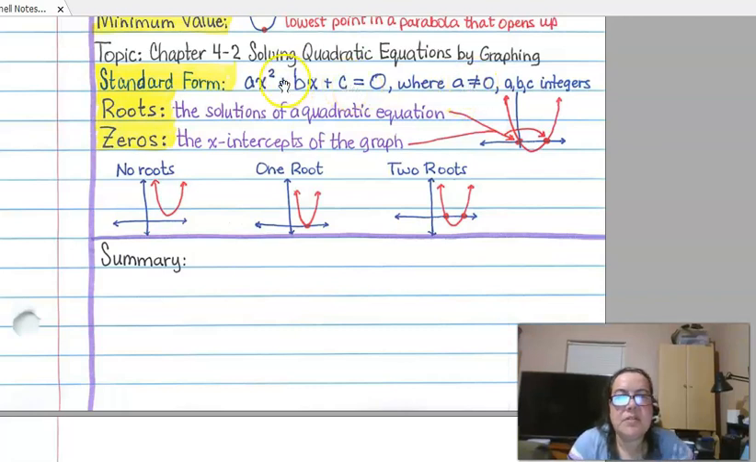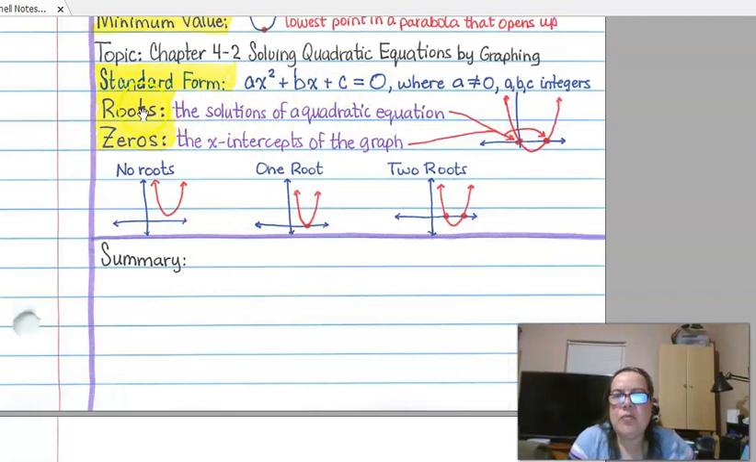So a is not equal to 0 because if a is 0, that cancels x squared, because 0 times x squared is nothing, 0. And if that cancels, then you really have a linear equation or something else. So we just have to be a little careful about that. And a, b, and c are integers. So normally in standard form, you won't have like 1.3 here. It'll just be a 1 or a 2 or whatever.